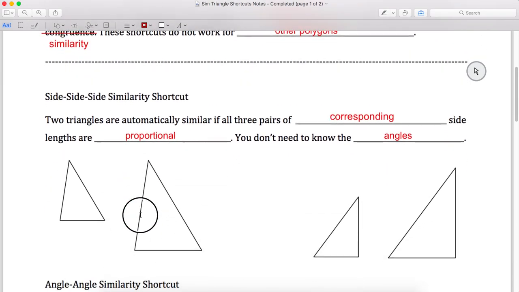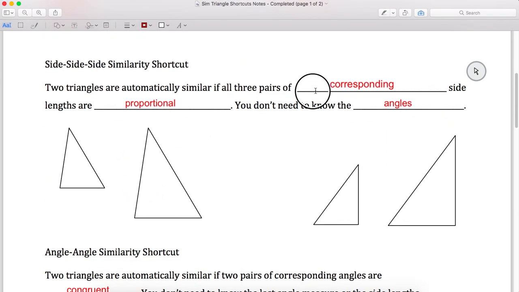So the first one is the side-side-side similarity shortcut. And that says that two triangles are automatically similar if all three pairs of corresponding side lengths are proportional, and we don't need to know the angles.